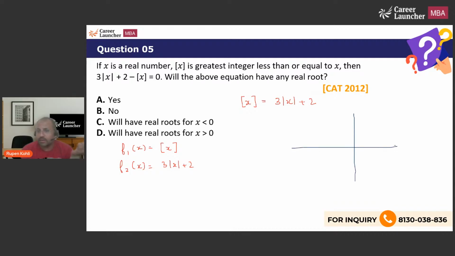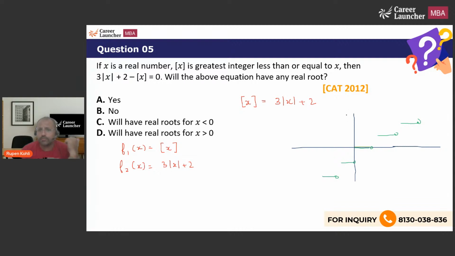We have just seen the graph of greatest integer of x, right? So this is greatest integer of x, like this, like this, like this, and also backwards, like this, and so on, right? So this is the function f1(x). What about f2(x)? f2(x) is simply 3 mod x plus 2.